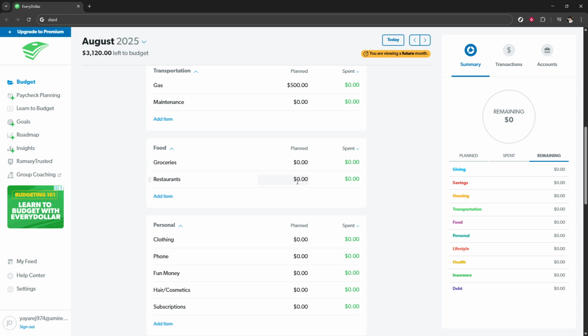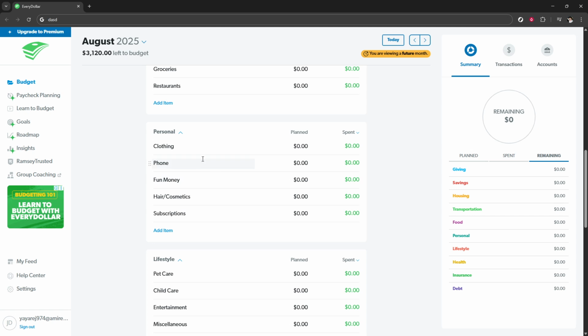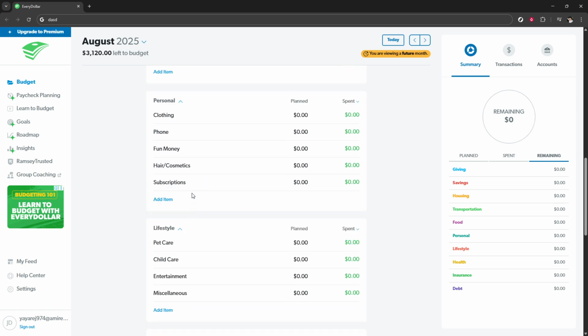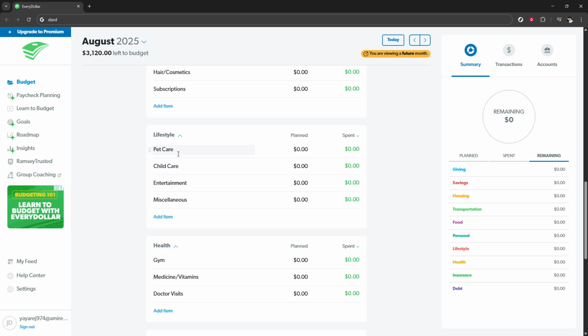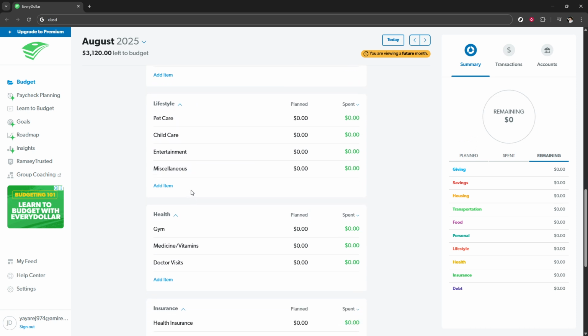Next, list down other miscellaneous expenses, starting with personal items like clothing and subscription services. This can also include money spent on health and beauty products or even personal tech devices. Then, tackle lifestyle expenses. Think of your pets, childcare, and entertainment needs. Categorizing these helps ensure you don't miss out on leisure and relaxation in your budgeting.